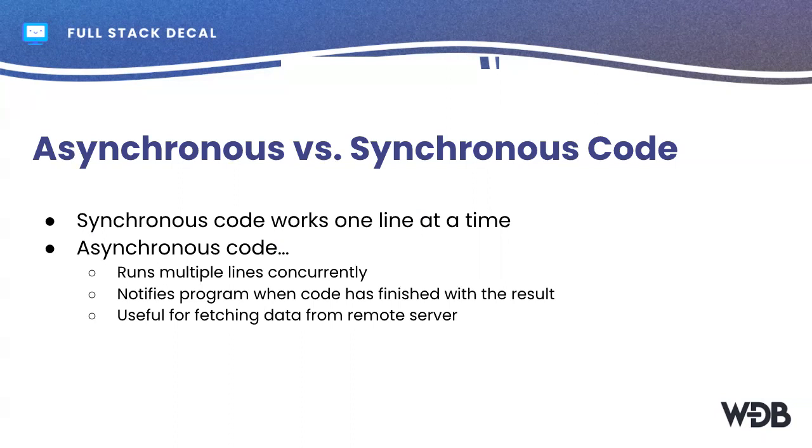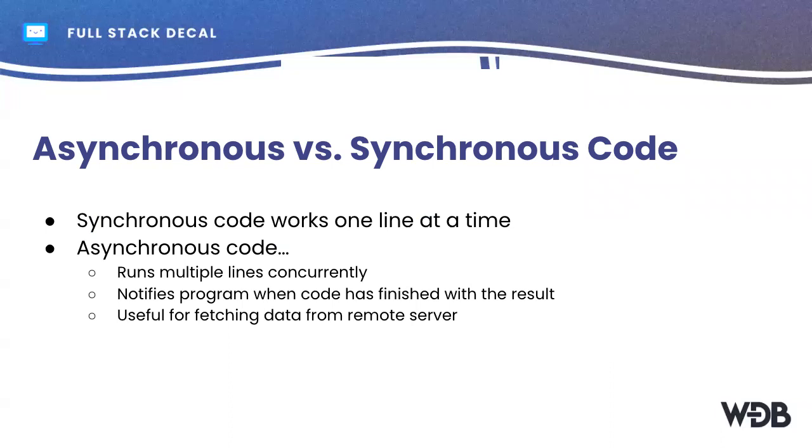Sometimes your code could take a very long time to run, or maybe an indeterminate amount of time that you don't even know how long it's going to run, and you don't want your program to be hung up on that one line of code. So asynchronous code tries to take care of this problem for you. While synchronous code works one line at a time, asynchronous code can run multiple lines concurrently, and it will notify your program when the code is finished with the result. So once you execute a line, you will not forget the result. Your code will know to come back to it, and then you will be able to tell the program what to do with the result once it has been returned.